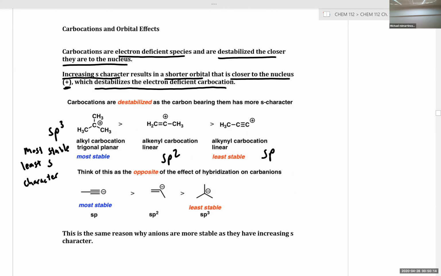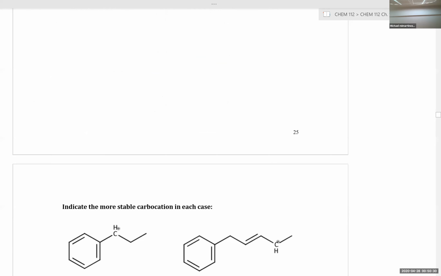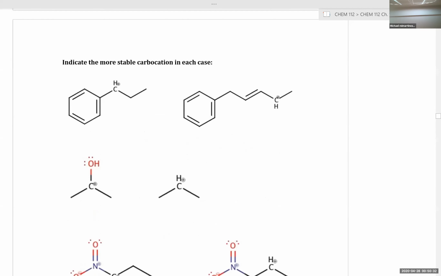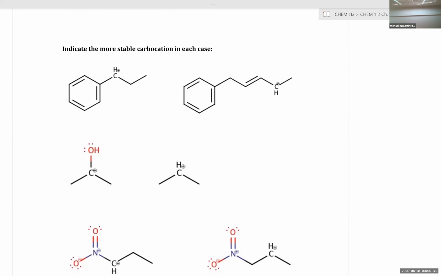Does this orbital effect discussion make sense to everyone? Does anyone have any questions on this idea? Okay, let's keep going then. And don't be shy to stop me, unmute, and ask a question. To test that we really understand what's going on here, let's try to indicate the more stable carbocation in each case.